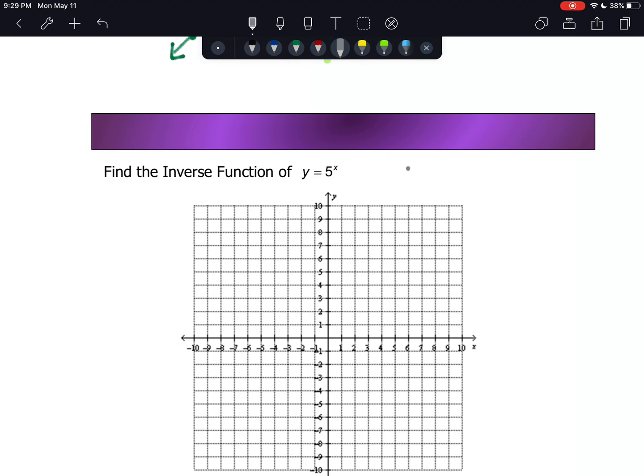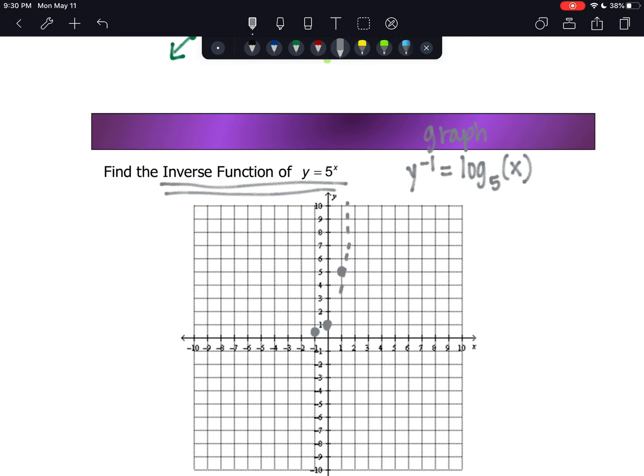So the inverse of y equals 5 to the x is y inverse equals log base 5 of x. So that's how we write the inverse. And if I want to graph the log function, I usually start by graphing the inverse function. So the inverse function, I put a -1 in and I get 1/5. Put a 0 in, I get a 1 out. I put a 1 in, I get a 5 out. I put a 2 in and I get a 25 out.